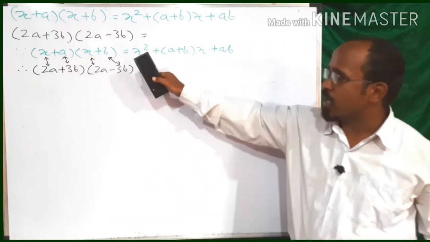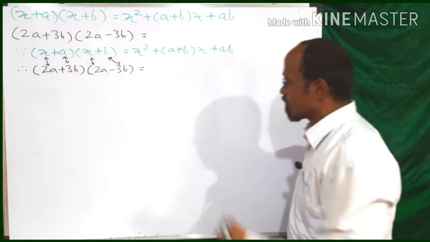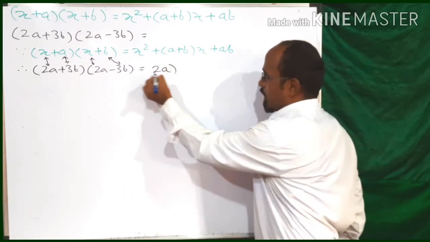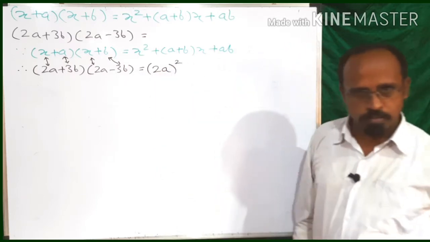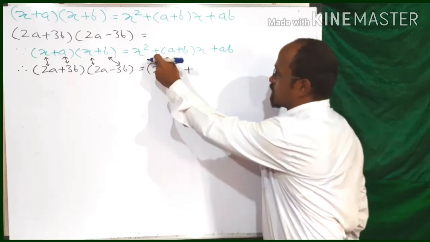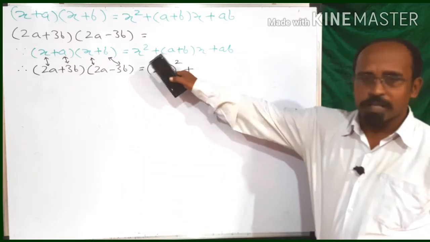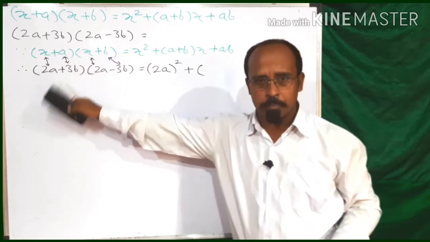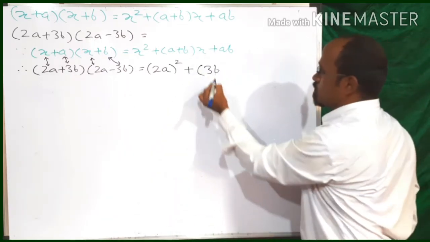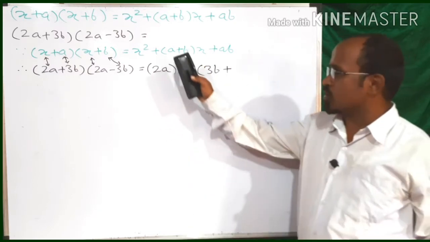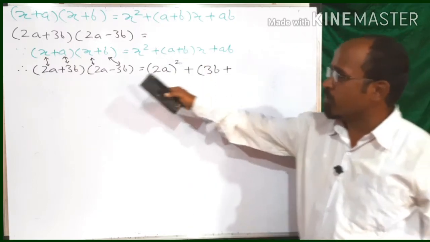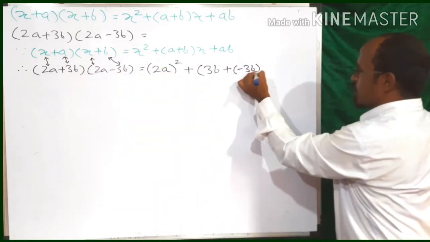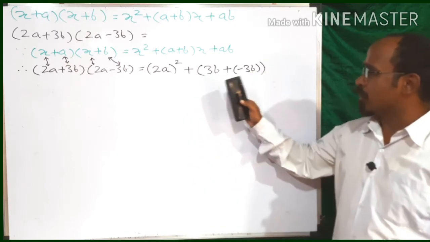Okay, so let's replace. x square means (2a) square. 2a is a term, not a single variable, so we will enclose it within a bracket: (2a) square. Then the second plus is the plus in the formula, into the bracket (a + b). a will be replaced by plus 3b. Plus is the symbol given in the formula. b will be replaced by minus 3b. A negative number we always write in a bracket, hence we are writing it in a bracket: (3b) plus (-3b).